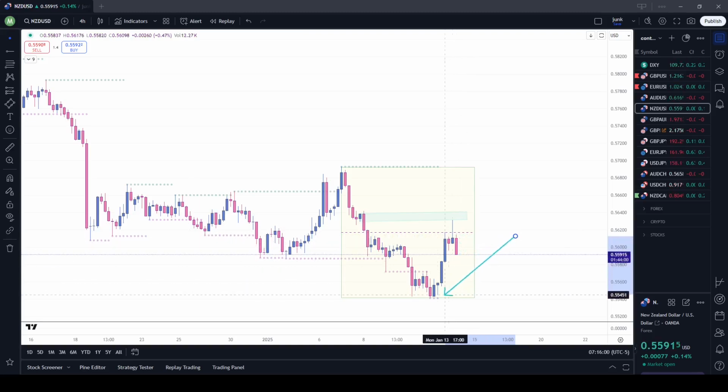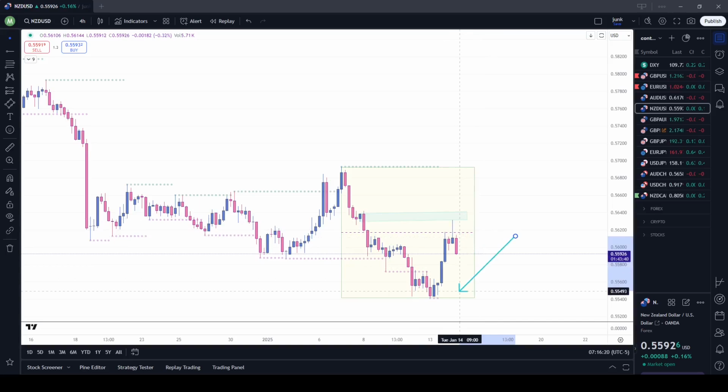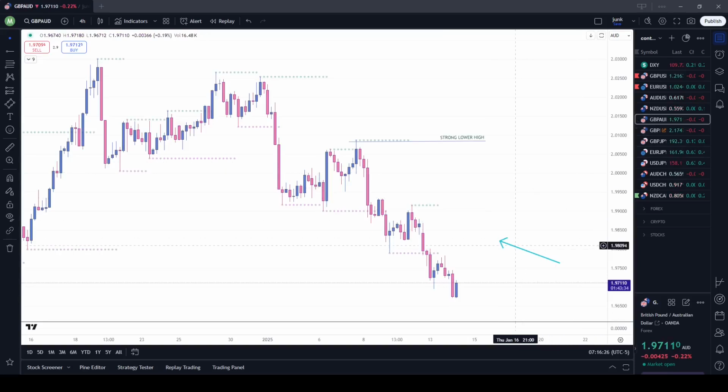Now, will this break structure? Like I said, we'd have to see what the dollar index does, because it doesn't look like any other US dollar pairs will continue to push down further. We have to see a more significant shift in those pairs to correlate with what's going on in this NZD USD.